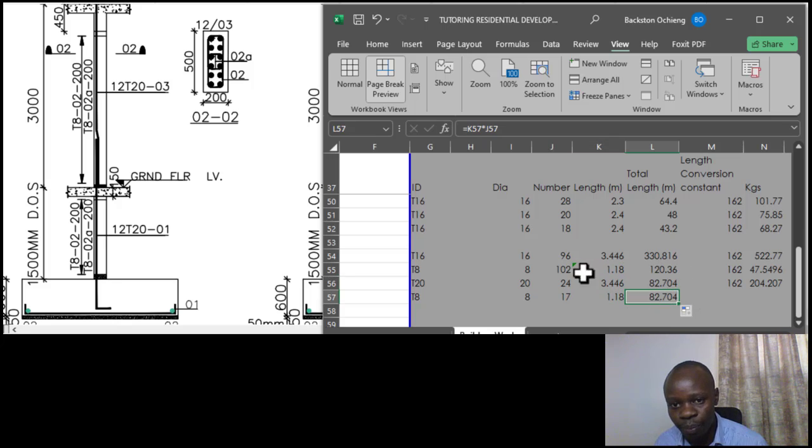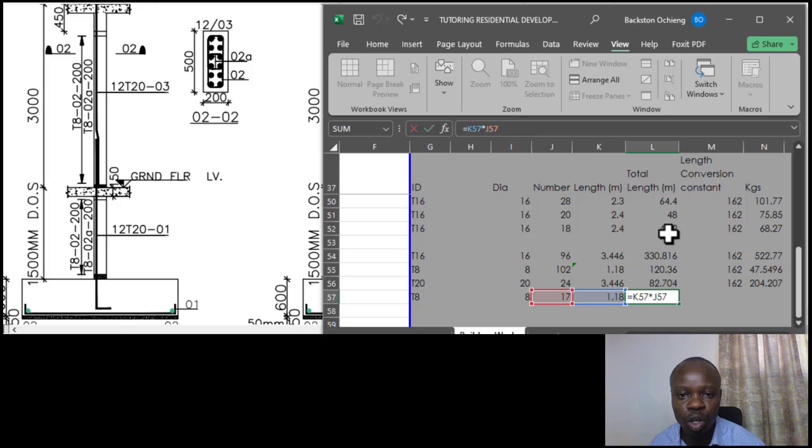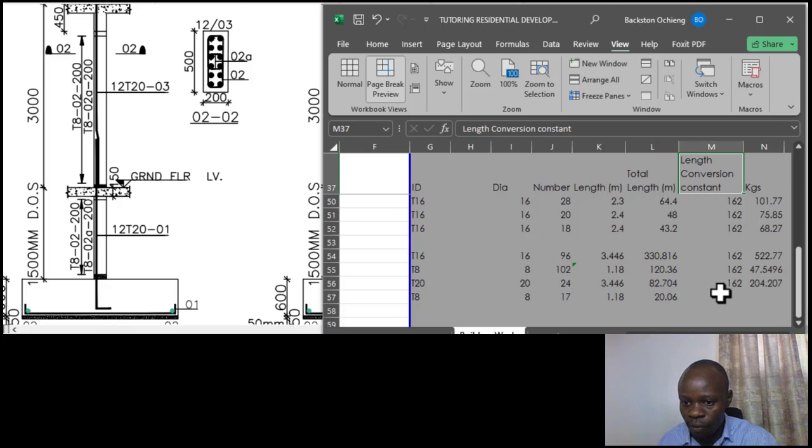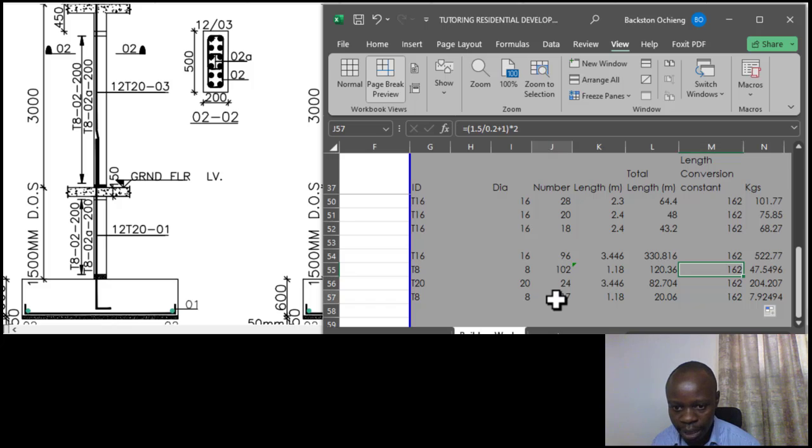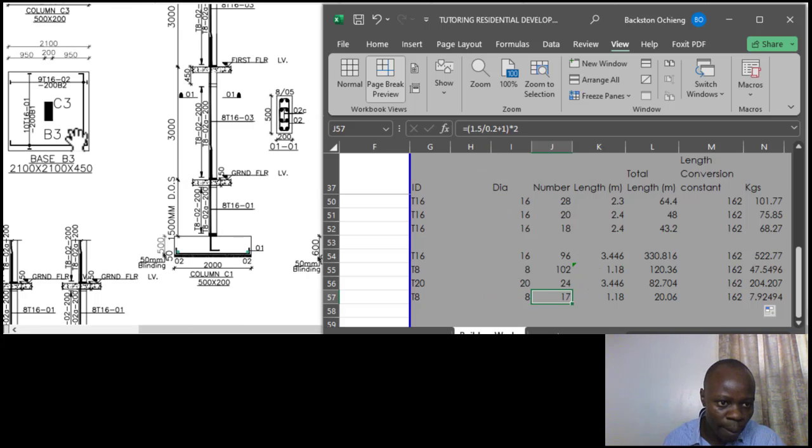The formula is still there: the length of 1 times the number of the bars. Then the length conversion constant is still 162. The formula is still maintained. So straight away we've learned that as well. Then we go to the other column, and that is column C3.